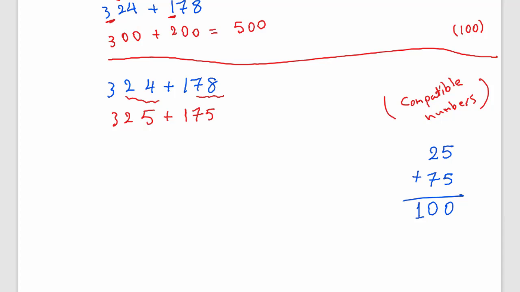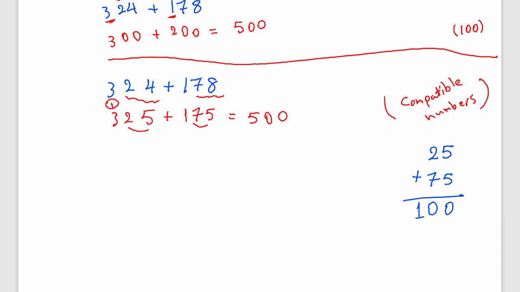I did this because I know that these two numbers are easy to add. 75 and 25, the sum is 100. So when I add these two, I get 100. And carry up 1. 3 plus 1, 4 plus 1, 5.